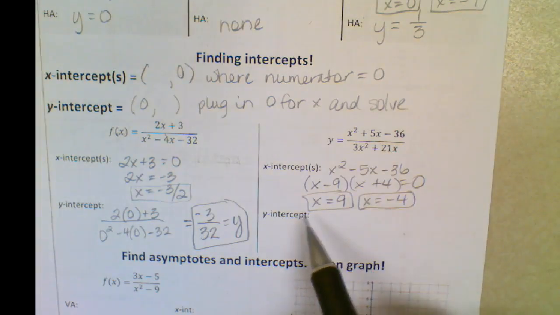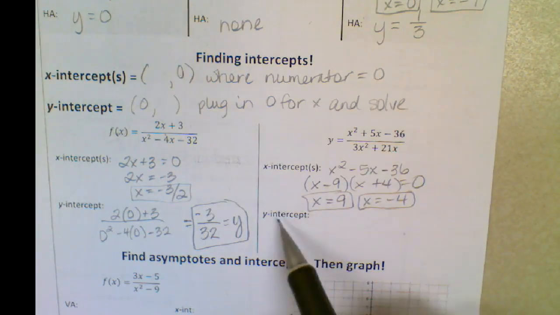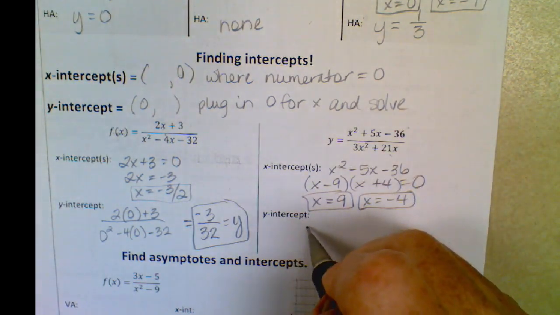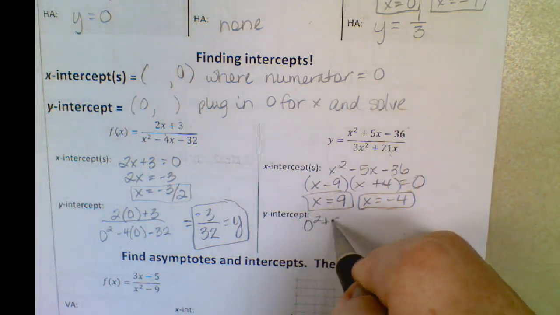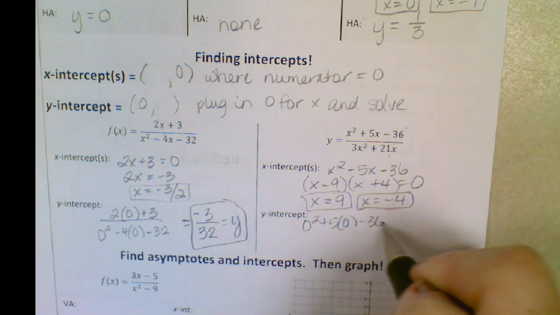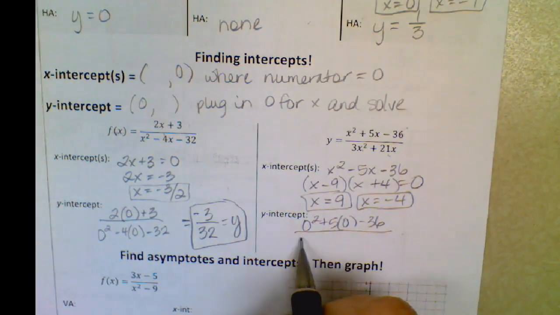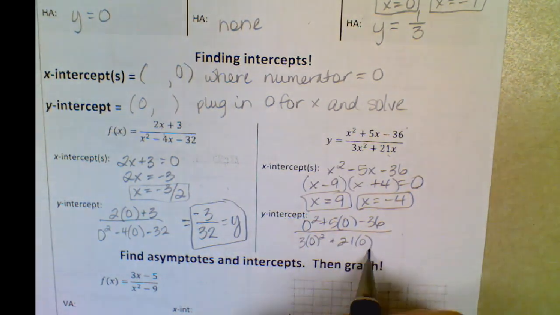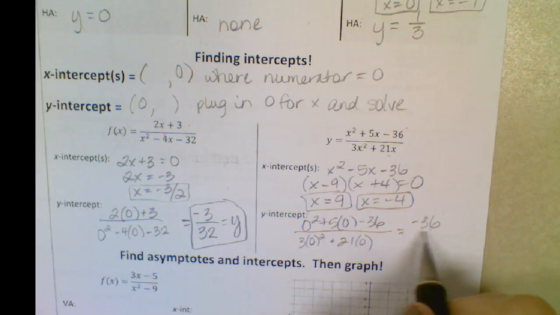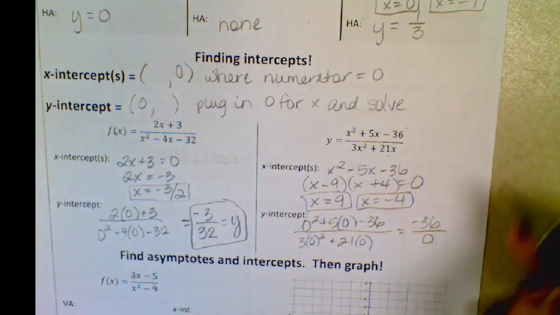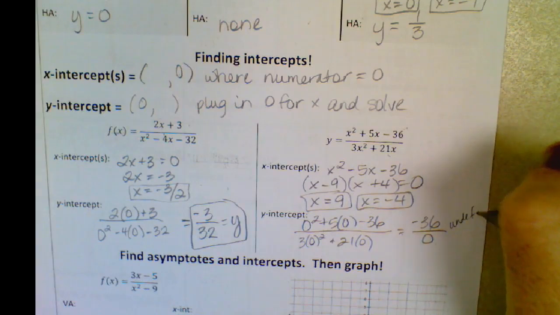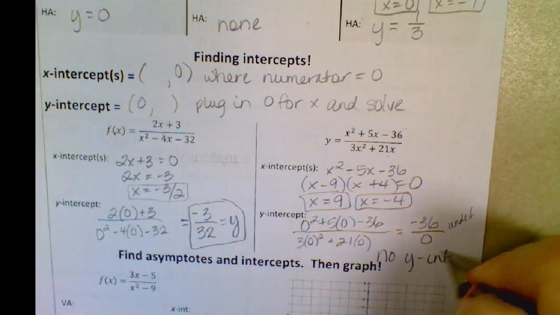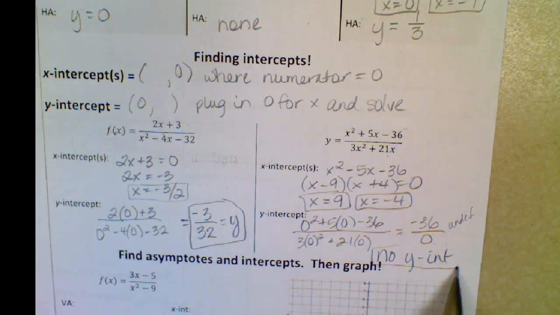For my y-intercept, I'm going to go ahead and plug in 0 everywhere that I see an x. So in this case, I get 0 squared plus 5 times 0 minus 36, and then 3 times 0 squared plus 21 times 0. So now the problem I've got is negative 36 over 0, which is undefined, which means that cannot happen. So there is no y-intercept in this case. That's possible too.